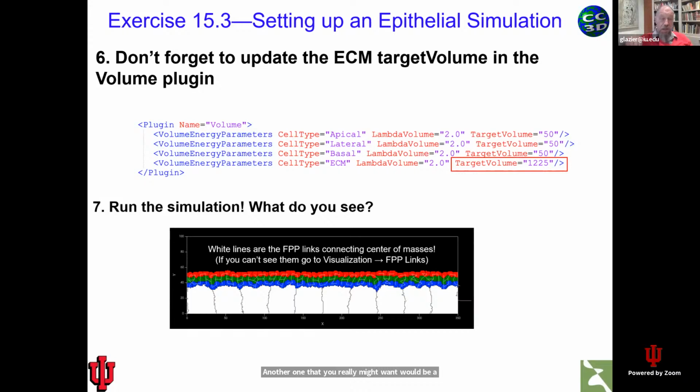Another one that you really might want would be a hexagonal grid of cells, where instead of square cells, the cells were more or less hexagons. Or you might want a random initial condition of cells. And that's also useful. And so I agree with you that we could provide better initializers than these.